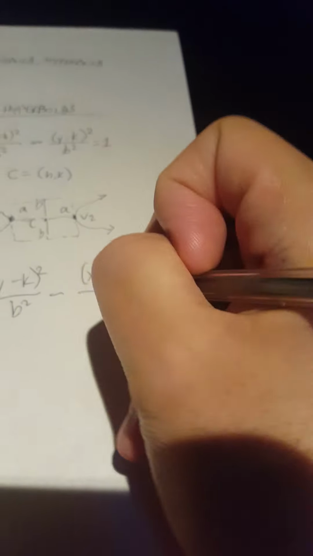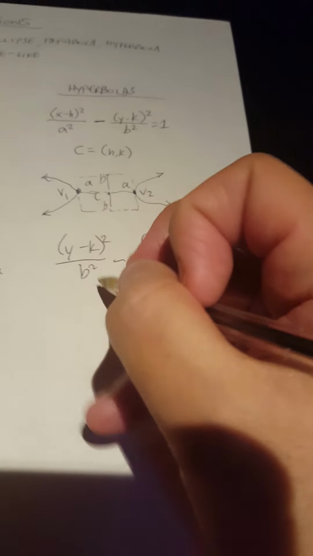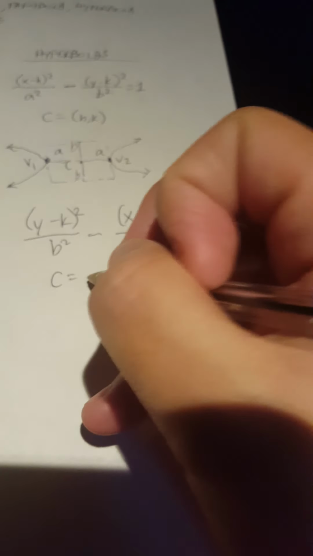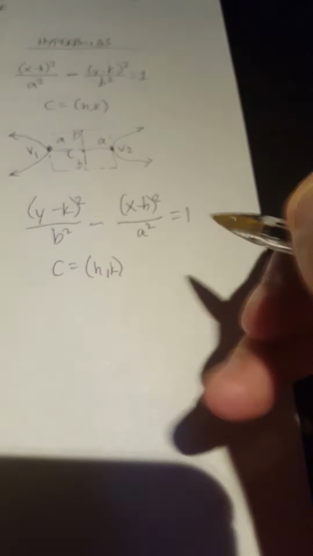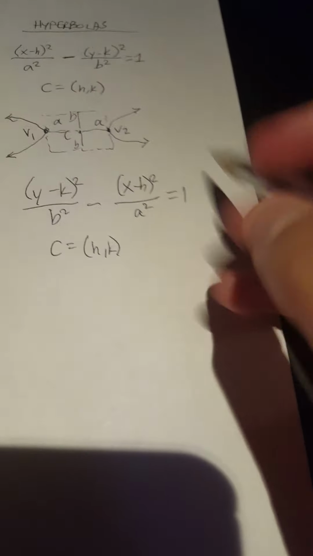If this were, let's say, the situation where you had y minus k squared over b squared minus x minus h quantity squared over a squared equal to 1. What's different here is that your center is still going to be h, k. That's not different. Now this is underneath the y. This is y squared minus x squared. So this is going to be a hyperbola like this, but it's going to open up and down.